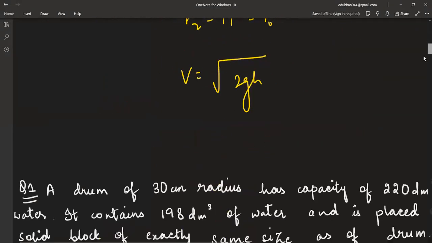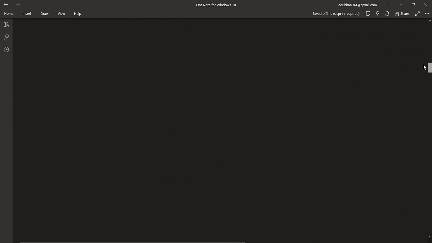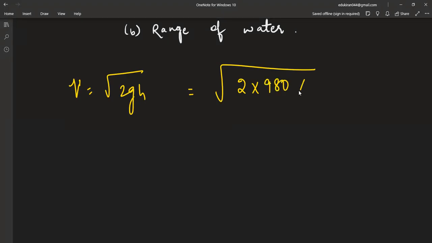See, this question says that a drum of 30 centimeter radius has a capacity of 220 decimeter cube of water. It contains 198 decimeter cube of water and is placed on a solid block of exactly the same size. So we have to find the water and the range. Range means from projectile motion. See, how will you calculate this? Velocity will be under root 2gh. So this will be under root 2 into g, which is 980 centimeter per second square, height is 70 centimeter. So whatever you get will be this much centimeter per second.